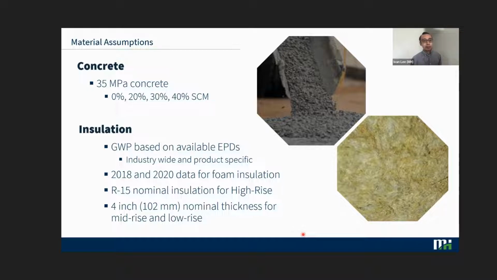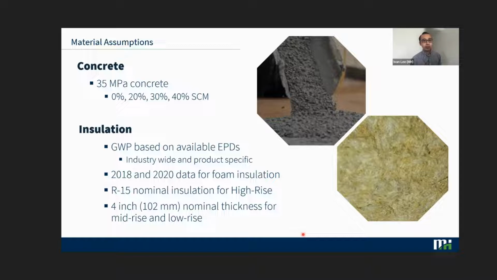For the high-rise building, the amount of insulation that we put into our models was kind of normalized to R15. So we just adjusted the thicknesses so they achieve a nominal R15 in the walls. But for the mid-rise and low-rise archetypes, we just stuck with everything at 4 inches. I think at the end, it doesn't really matter too much because we're not trying to look at operational carbon and embodied carbon at the same time. We just wanted something that was representative.